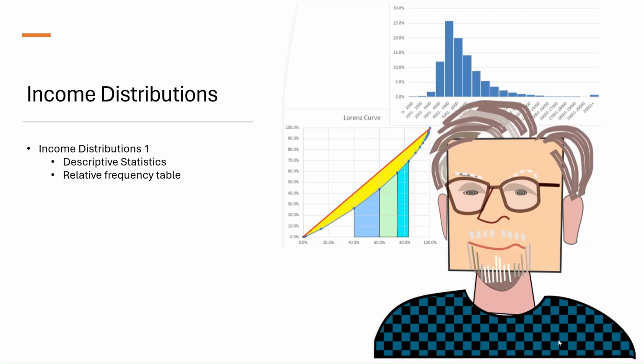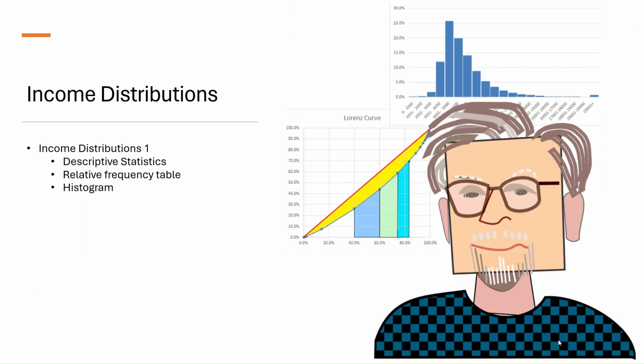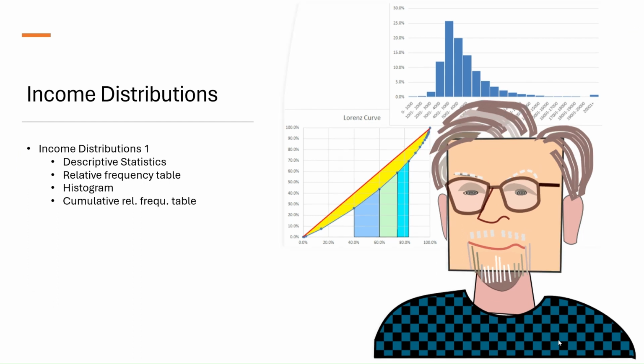Welcome to a sequence of 5 videos which I made for my two classes, Math 180 and Math 104. It's about descriptive statistics, and I will show, using the example of income distributions, starting with relative frequency tables, how to create a histogram and how to create a cumulative relative frequency table and the ogive. This is the content of video 1.